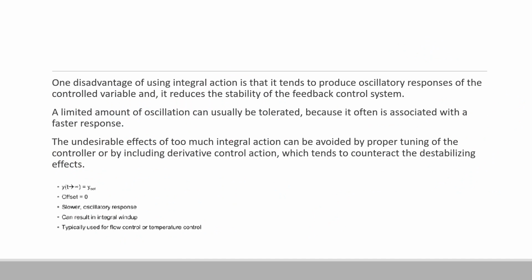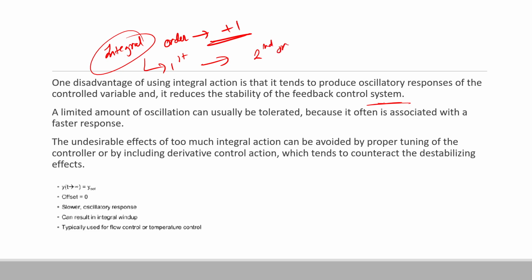One disadvantage of the integral control action is that it produces an oscillatory response of the control variable, and it reduces the stability of the feedback control system. If we use the integral control action, then the order of the system will increase by 1. So if we use integral control action in a first order system, it becomes a second order system. In most cases, it will produce an oscillatory response due to the presence of the integral term. However, a limited amount of oscillation can usually be tolerated because it is often associated with a faster response.